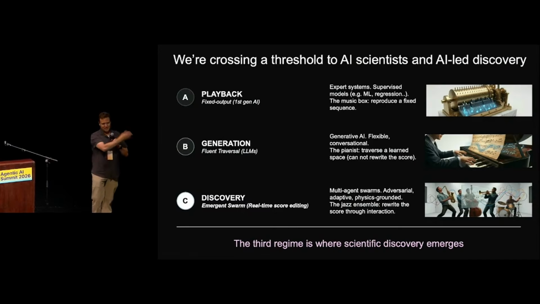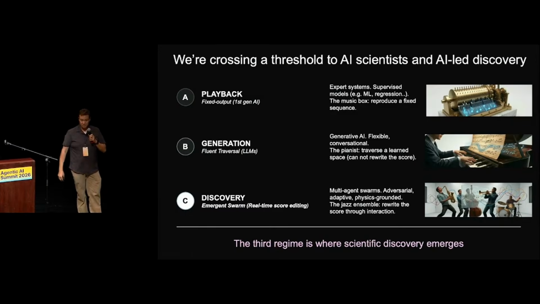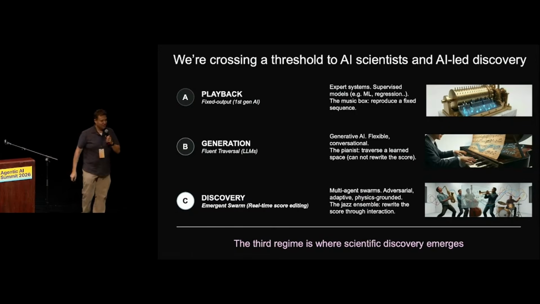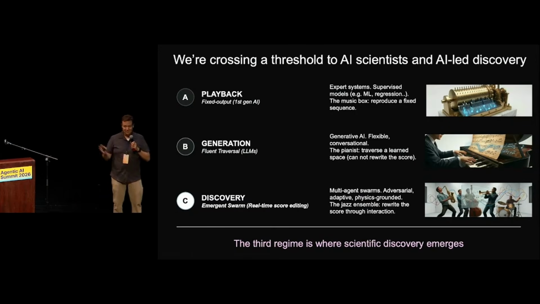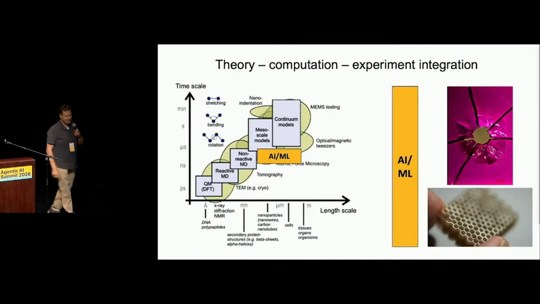I use the jazz ensemble as an analogy, really writing the musical score while we're solving a problem. I think that is necessary in science, because scientific discovery means you're proposing an idea that seems crazy, and you're validating it, you're proving it, and you have to do these verification steps. The question is, how do we get there?